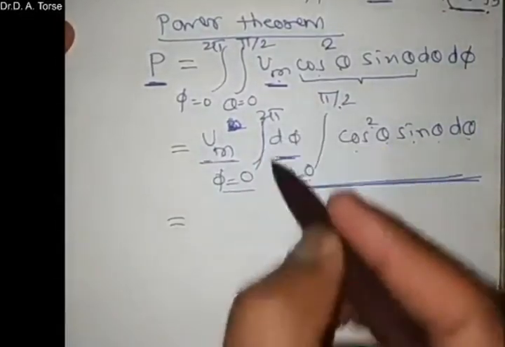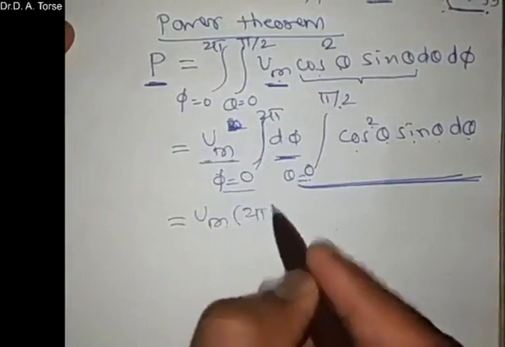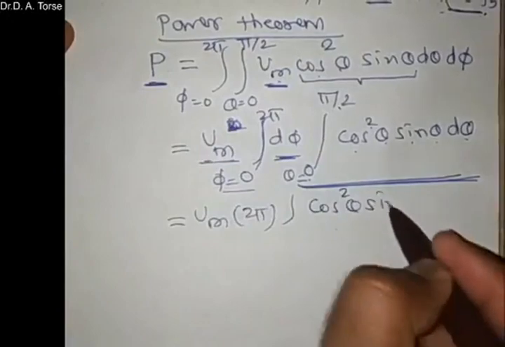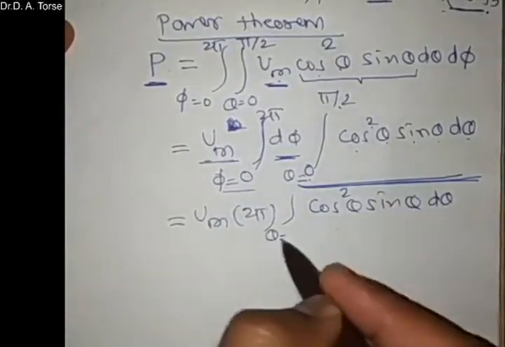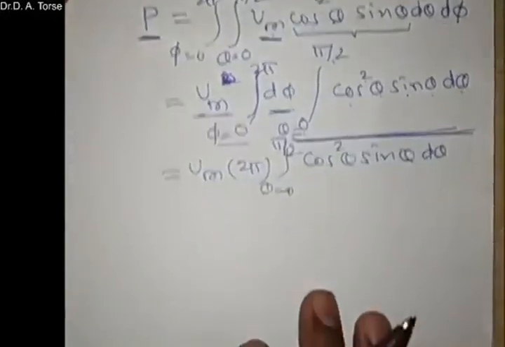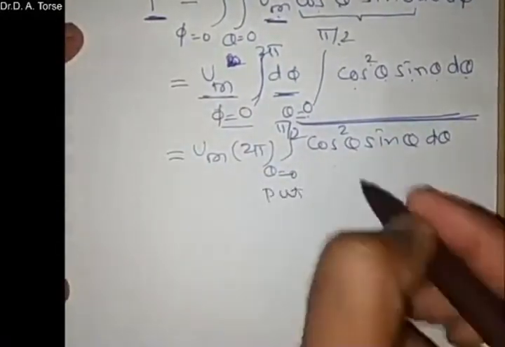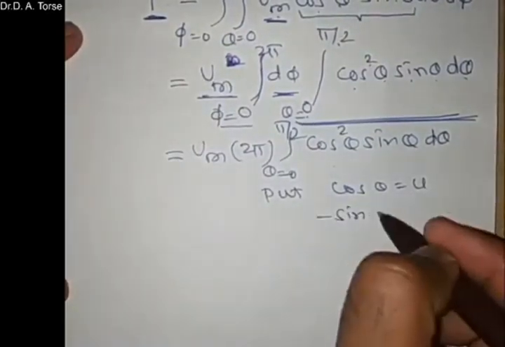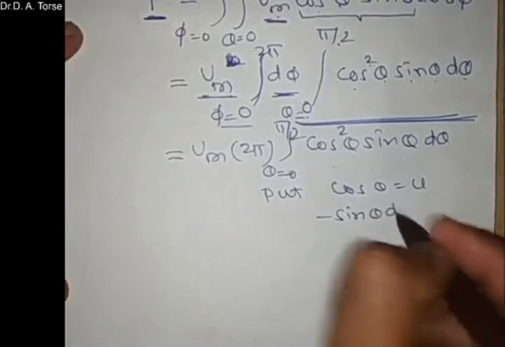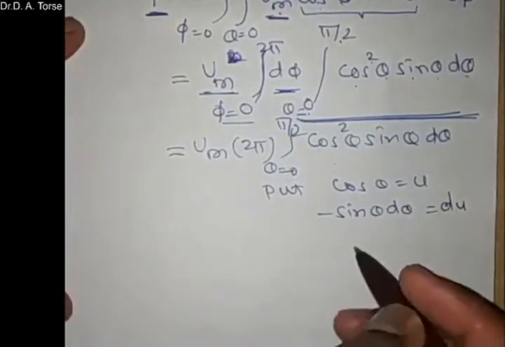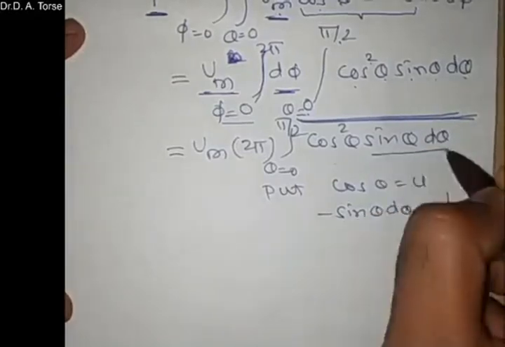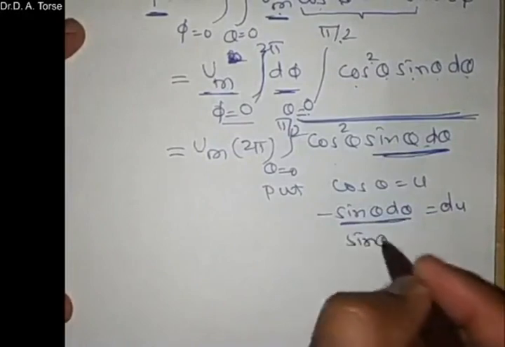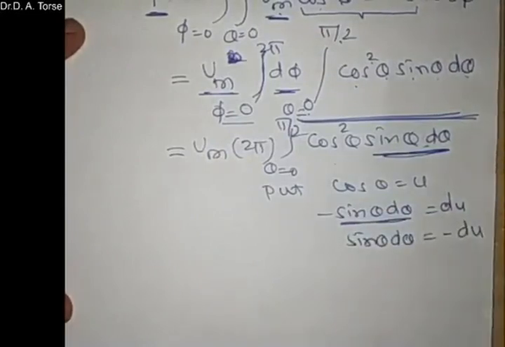So the integration of this is 2 pi, and we need to find the integration of cos square theta sin theta d theta for theta ranging from 0 to pi by 2. So we follow the same procedure as earlier. We substitute cos theta equal to u, and we get the differentiation of this as sin theta d theta equal to du. And since we have a sin theta d theta term in the integral, we mention this as sin theta d theta equal to minus du.